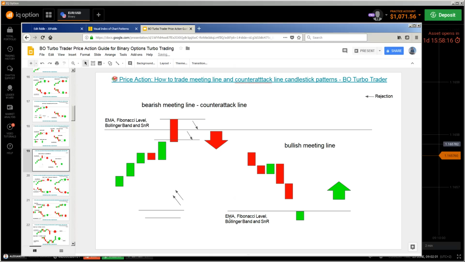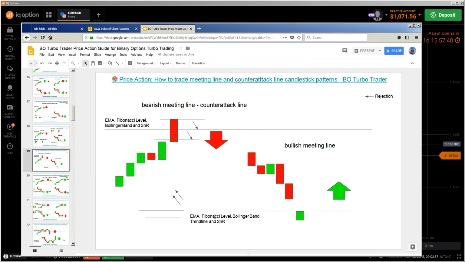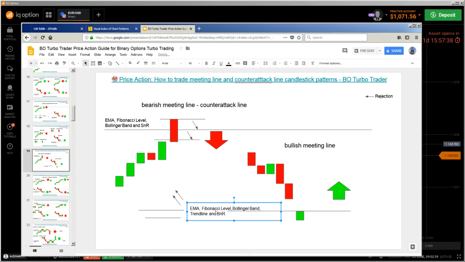It's not only EMA, Fibonacci level, it could be trend line, everything. SNR, trend line, Bollinger Band. I have to add here trend lines. All kind of support and resistance area. So trend lines, and SNR, and whatever. Okay, that is this one. I will move it a little bit higher, so there is space.